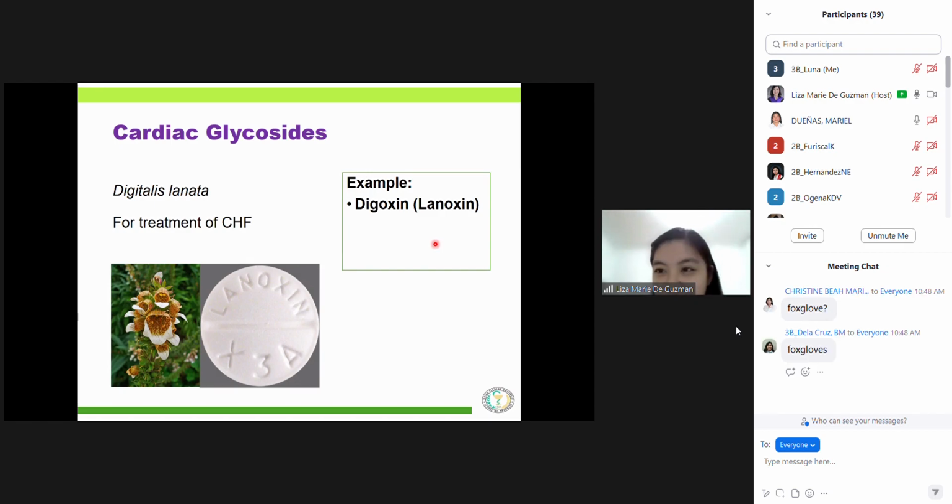Foxglove. Very good. Available at which concentration? 250 micrograms. So that is how potent digoxin is. And its brand from GlaxoSmithKline is Lanoxin. This tablet is very small, for the treatment of CHF.